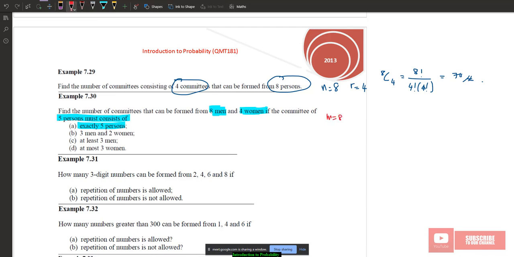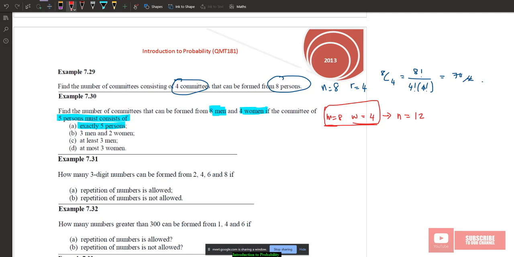M equal to 8, W equal to 4. So basically N is equal to 12. Men, you have 8 persons. Woman, you have 4 persons. And the combination of these two is equal to N equal to 12.